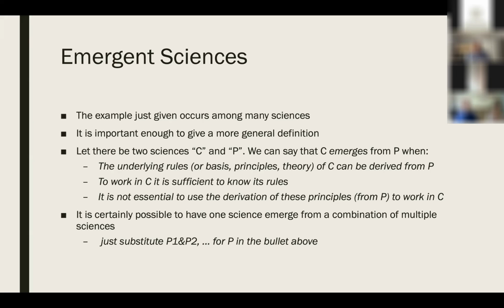So you can say that C emerges from P as long as the underlying rules of C can be derived from the subject P. And then to work in C, to do chemistry in our example, it's sufficient to know the rules. It's not generally essential to go back to the underlying science. It's certainly possible to have one science emerge from a combination of multiple sciences. There are things called interdisciplinary subjects, and just say that there are multiple P's in the bullet above.